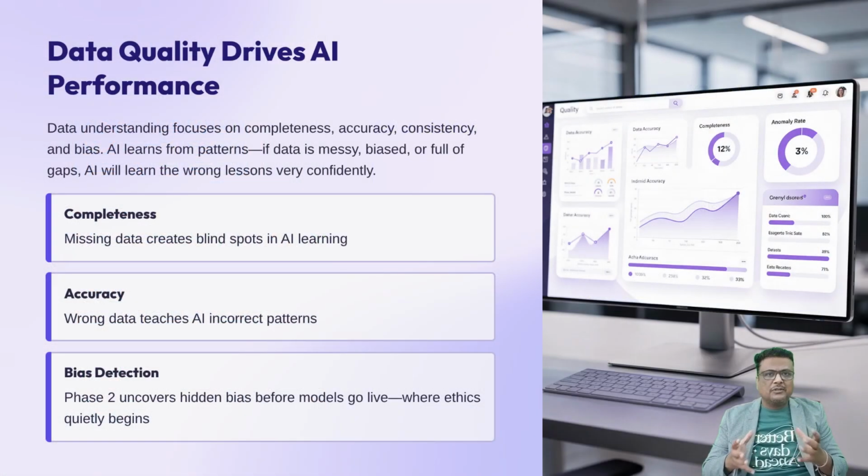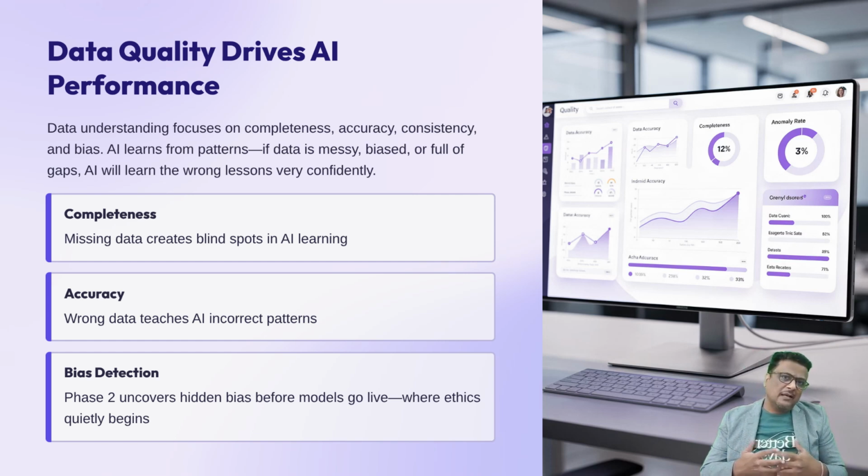Now, watch how this connects to AI performance. Data understanding focuses on data completeness, accuracy, consistency, and bias. Let me slow that down and make it human. AI learns from patterns. If the data is messy, biased, or full of gaps, the AI will learn the wrong lessons very confidently. Think of it like teaching a child math using wrong answers. The child will still learn, but they'll learn mistakes.